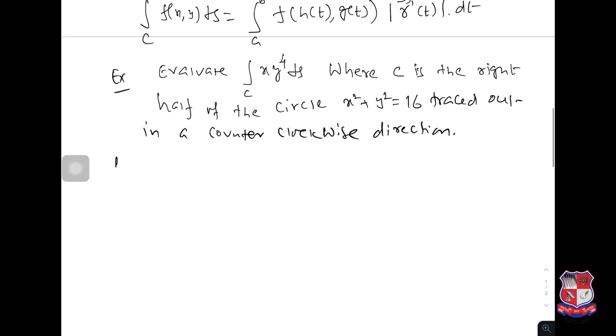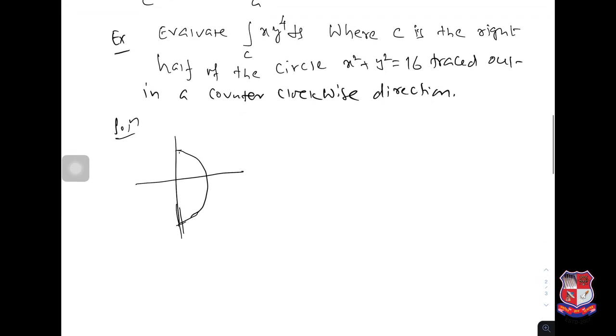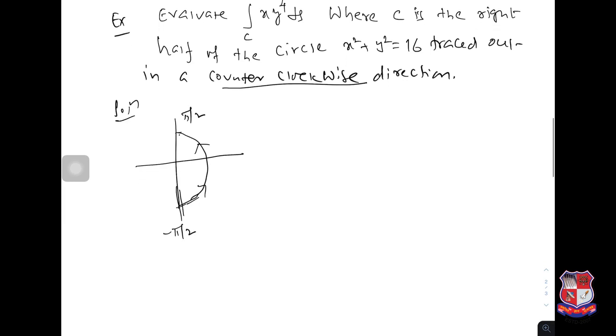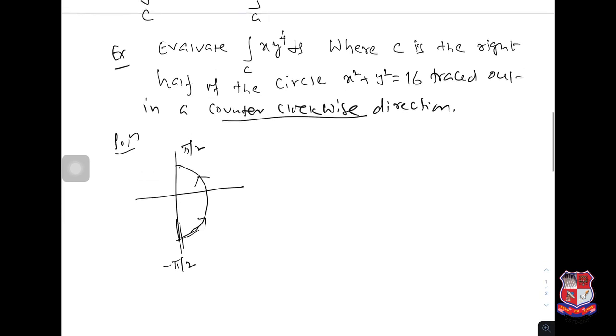So here you have the circle, and the right half is like this, and trace it out anti-clockwise, means from here like this. So here we have minus pi by 2, pi by 2. So let us first parameterize the circle.